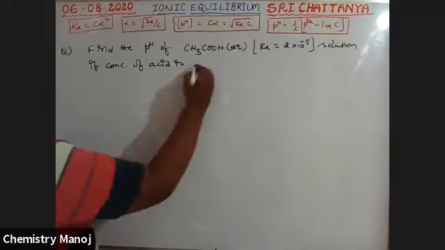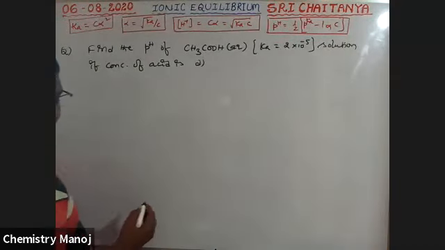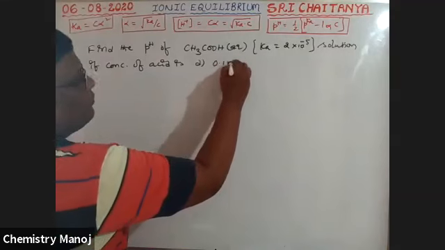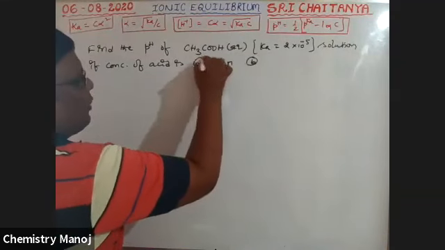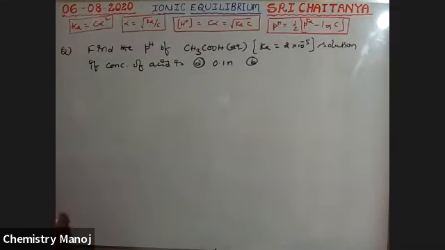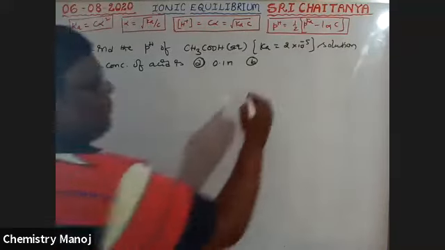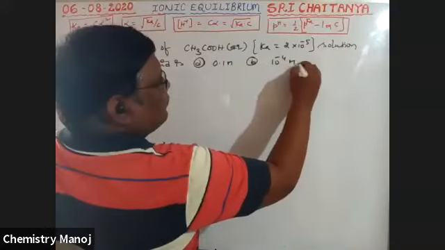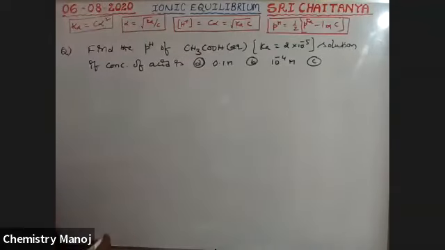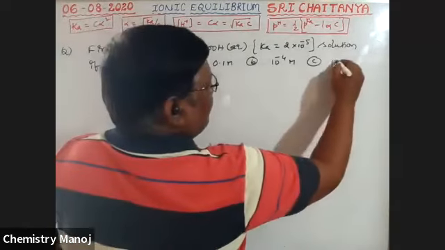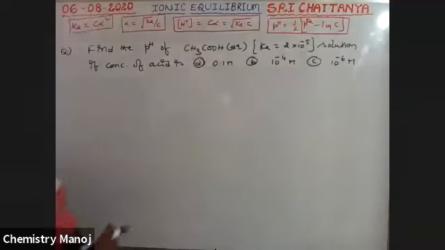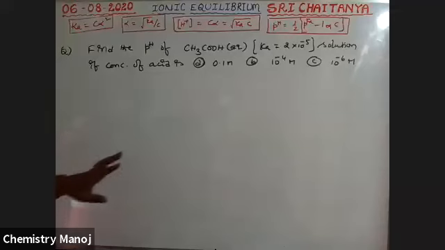A, 0.1 M. B, 10 power minus 4 M. C, 10 power minus 6 M. Different model problems. Three different problems, at a time we will complete it. So different conditions, right? Okay. So we will complete one by one.